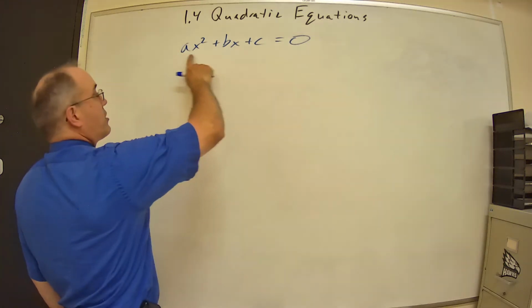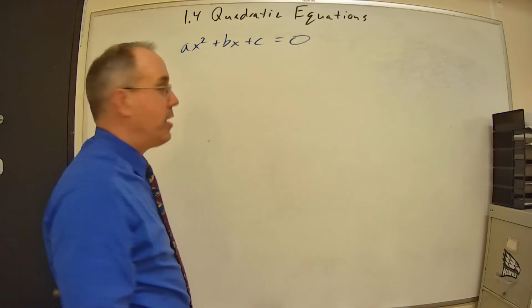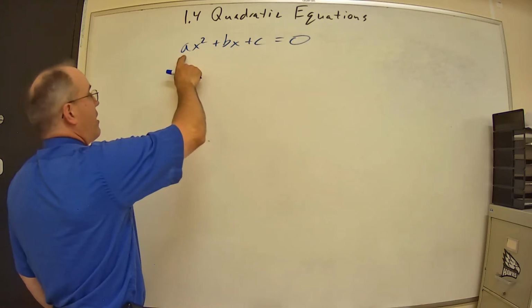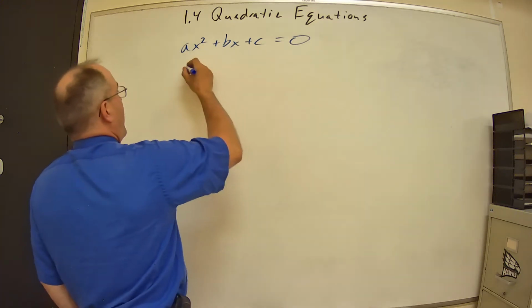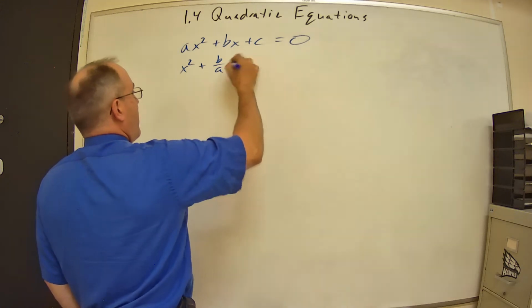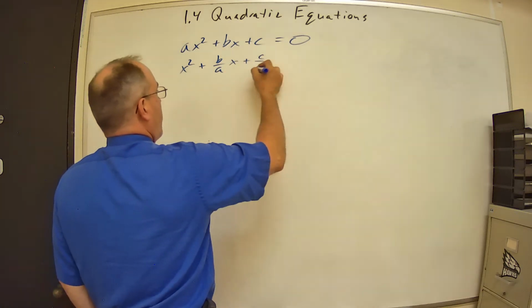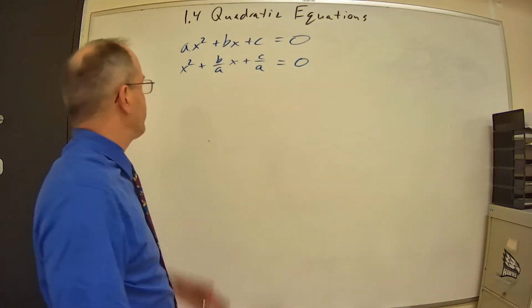So remember, the first thing we want to do is get the leading coefficient to be equal to 1. So we're going to divide by that leading coefficient, which happens to be a. So dividing by a, we get x squared plus b over a x plus c over a is equal to 0. 0 divided by a is 0.